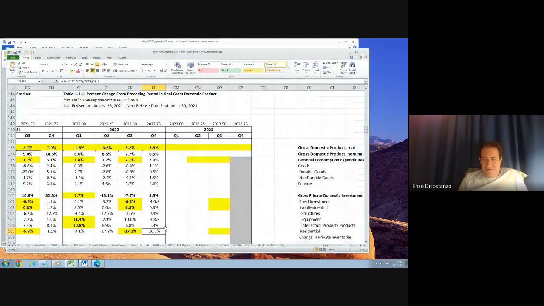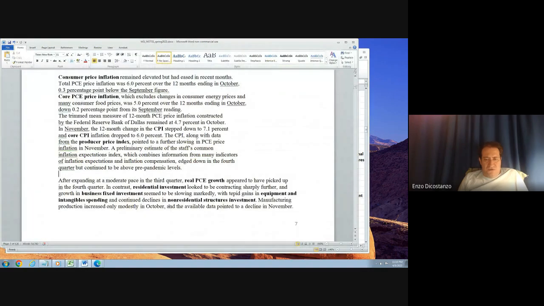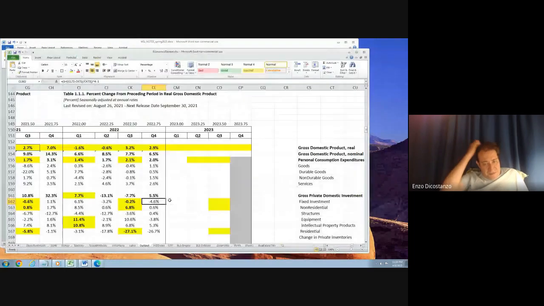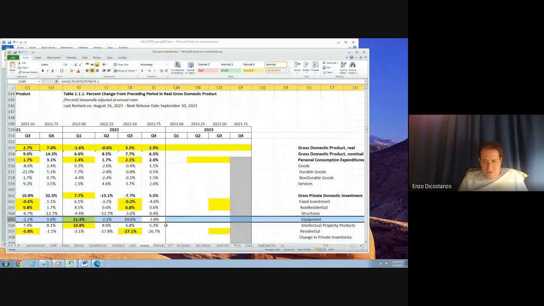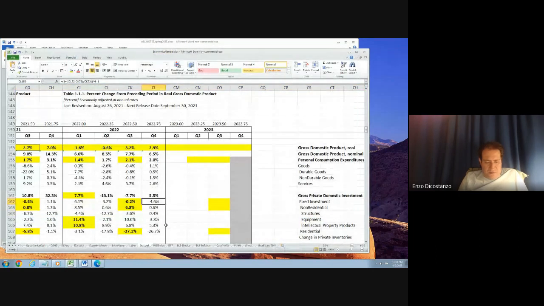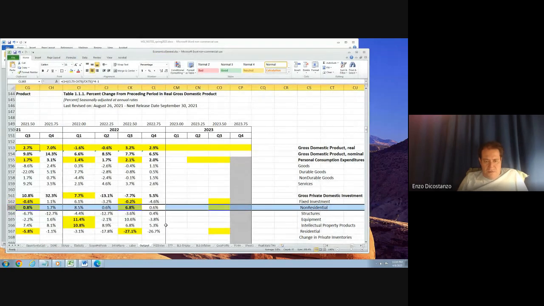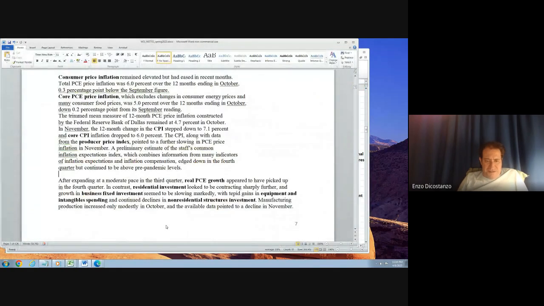Business fixed investment seemed to be slowing. That one was negative, true. Okay. Equipment and intangible spending, not really a gain, it's a decline. Yeah, so that one didn't match up. And then non-residential, that overall number, was a mild increase. It said decline, but there was a mild increase.